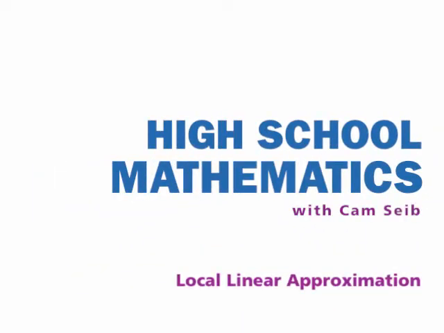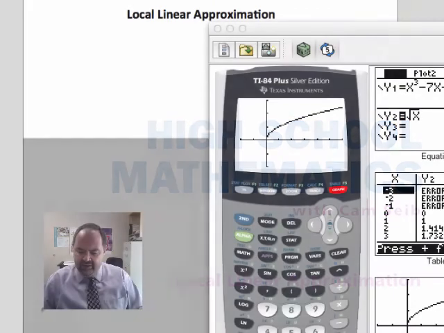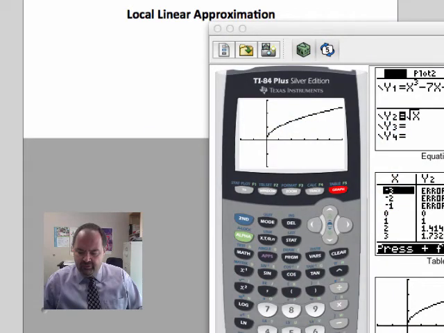Alright, I want to look at linear approximation, and on the calculator here I have the graph of y equals the square root of x. And this is a differentiable function if x is greater than 0. It's smooth. Remember, differentiable at a point means that the derivative from either side would approach the same value. So I'm going to pick the point where x equals 2.